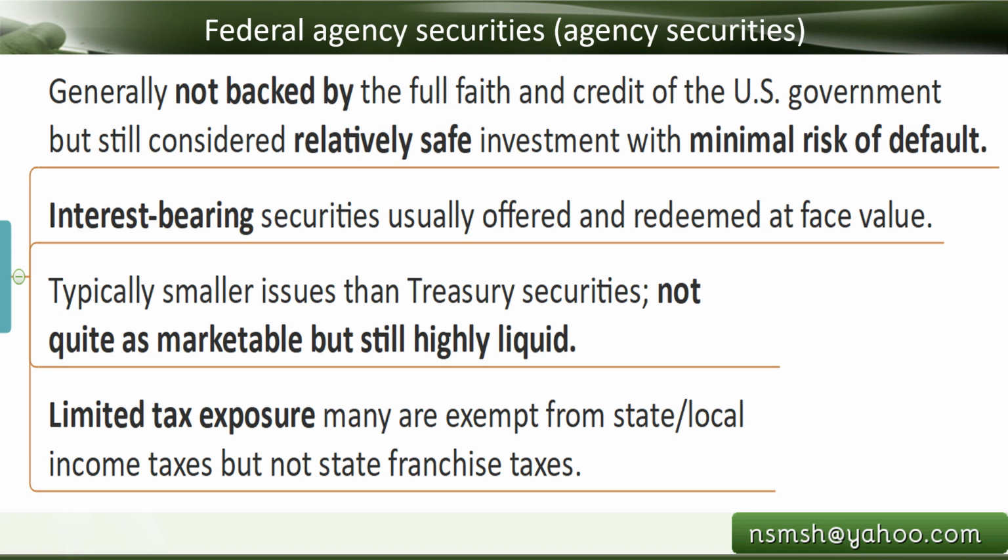And the next thing is the federal agency securities. They are also called agency securities. Generally not backed by the full faith and credit of the US government, but still considered a relatively safe investment with minimum risk of default. They are interest bearing securities usually offered and redeemed at face value. Typically smaller issues than treasury securities, not quite as marketable but still highly liquid. And limited tax exposure, many are exempt from state or local income taxes but not state franchise taxes.